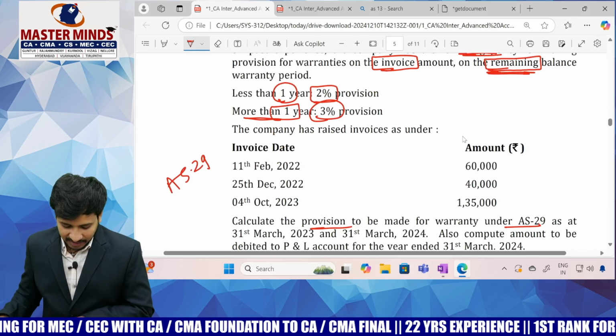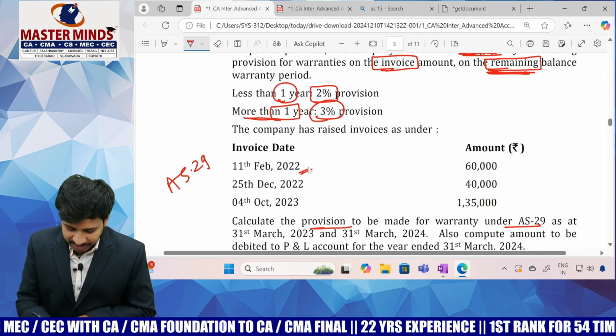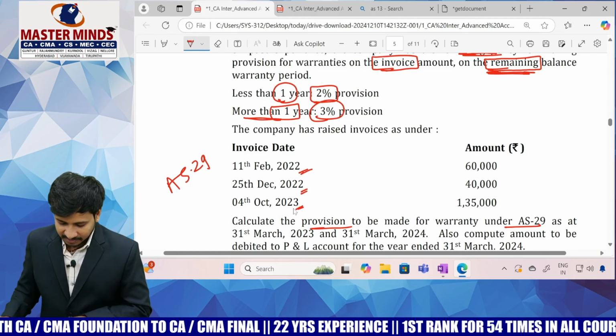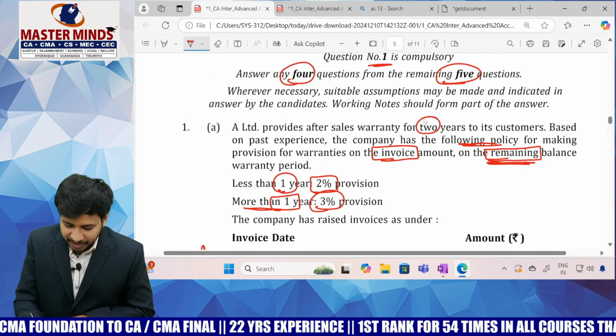And the company has invoices dated 11th February 2022, 25th February 2022, and 4th October 2023. And the warranty is provided for 2 years.